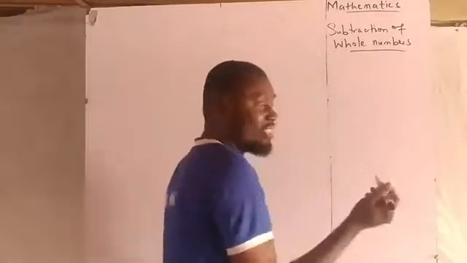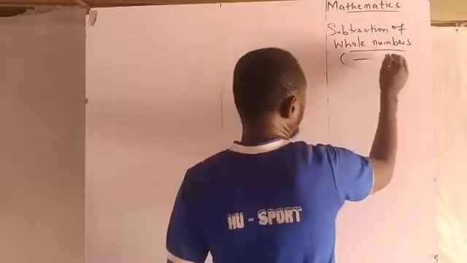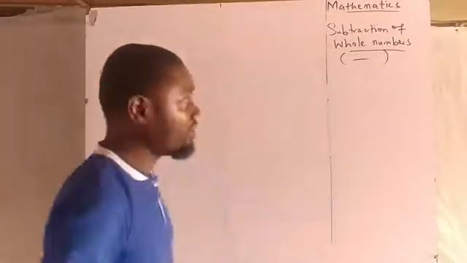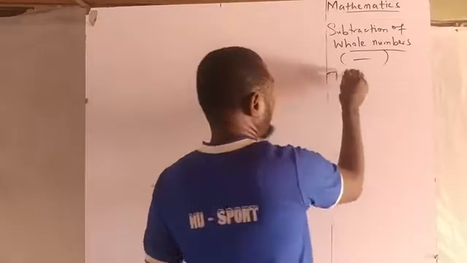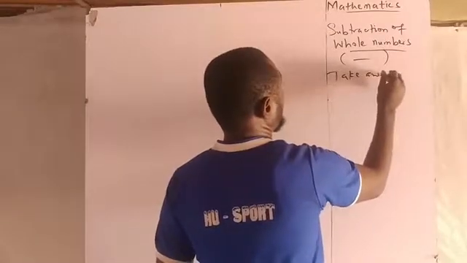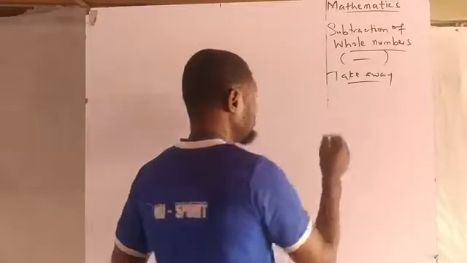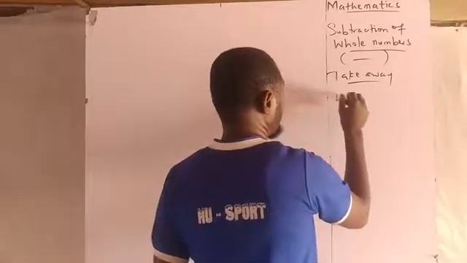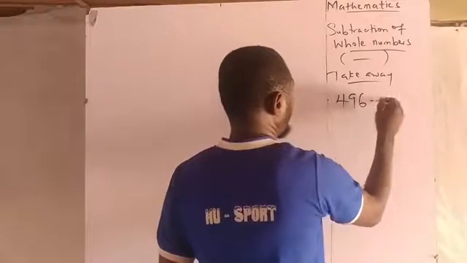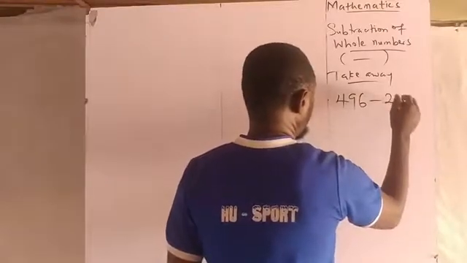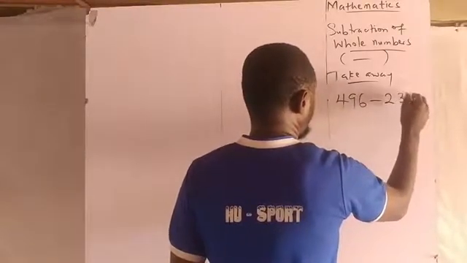This is a sign or symbol for subtraction. It's take away. You can call it take away. Let's look at some examples here. 496, take away 234.